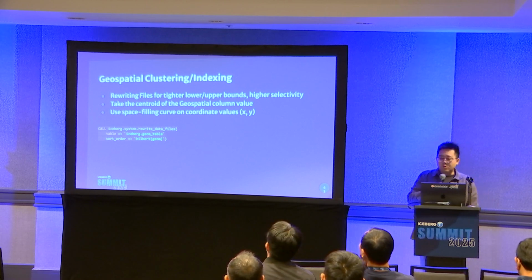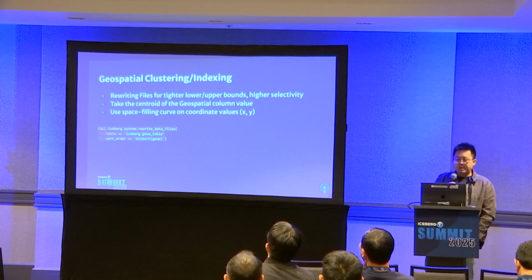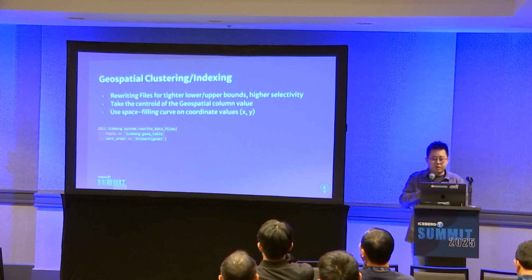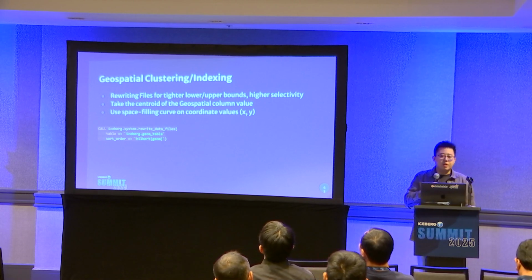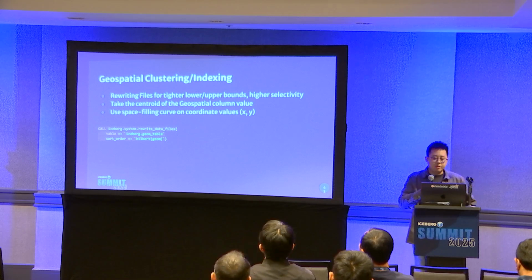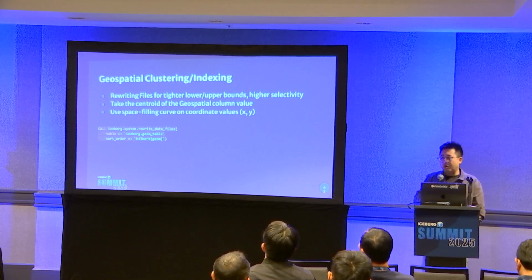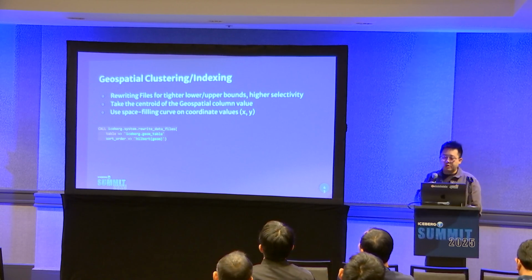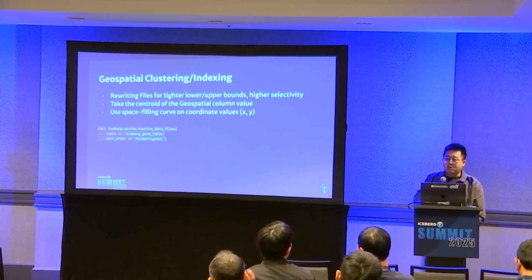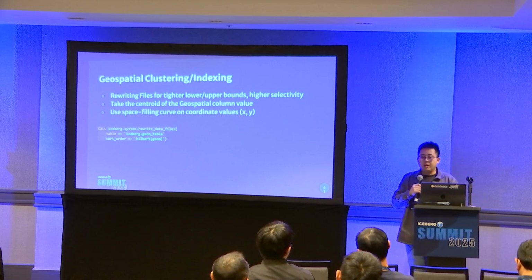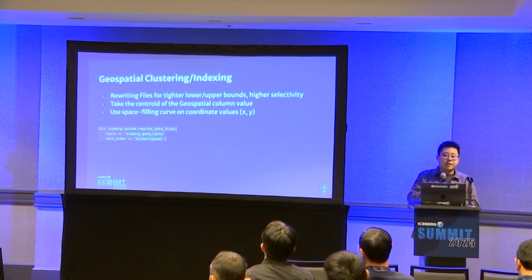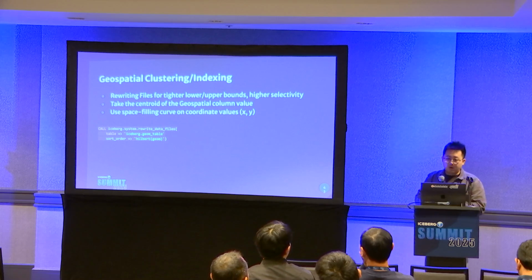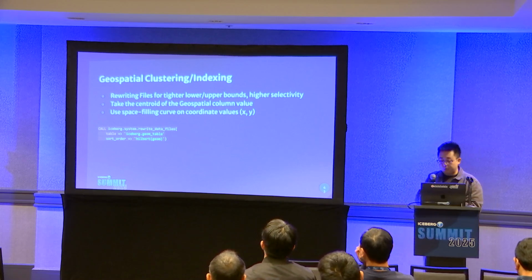We call it the Hilbert curve function. What it does is take the centroid of the geospatial values. If that's a polygon, we're going to take the centroid. If that's a point, we're going to, of course, take the point itself. After getting all those centroids, we're going to apply a space filling curve, like the Hilbert curve, on those x and y coordinates, and eventually order the data based on that. That gives you a much tighter lower bound and upper bound, and leads to better performance.